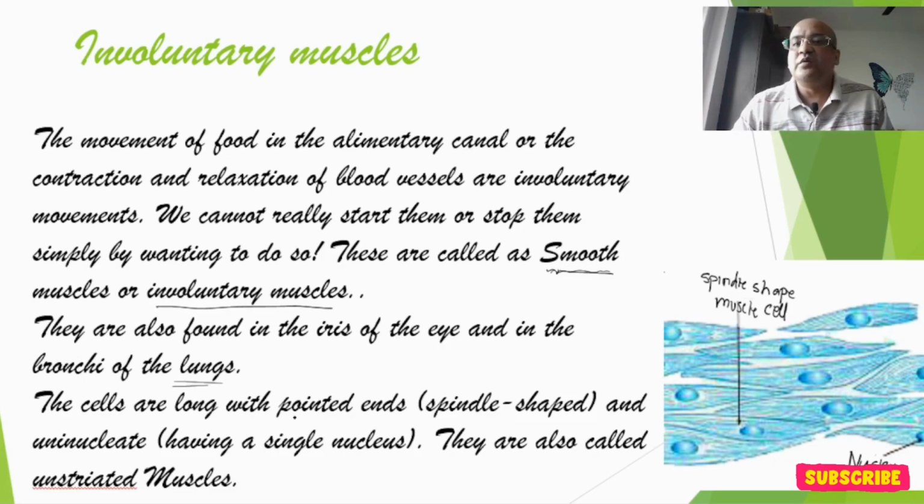How are these cells under the microscope? Under the microscope, you will see that they are long with pointed ends, spindle shaped. See here, they are spindle shaped and uninucleate, with a single nucleus, and they are called unstriated muscles.